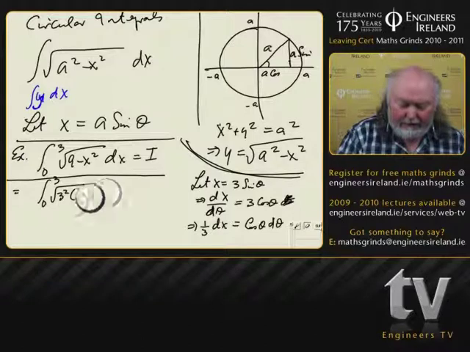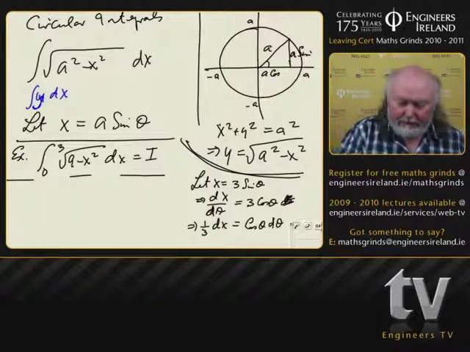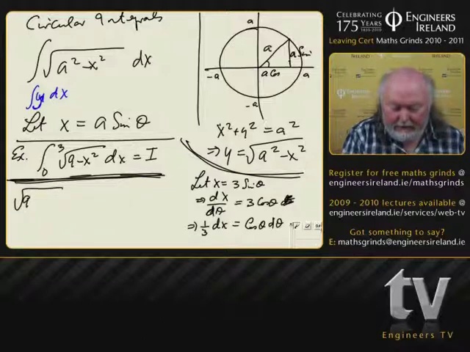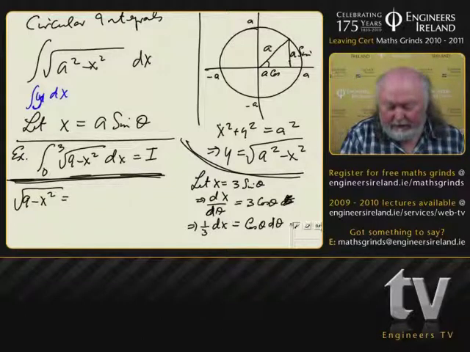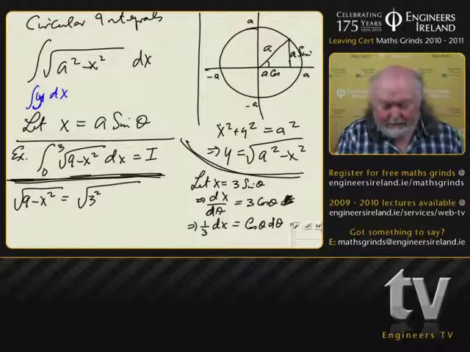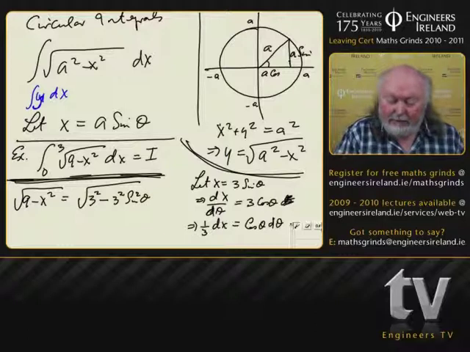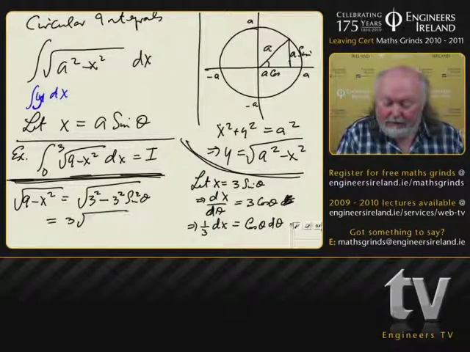We'll split it up to make life a little easier for you. The last thing we just need to do with it is, let's look at 9 minus x squared. That's equal to the square root of 3 squared minus 3 squared sine squared theta, which is equal to 3 times the square root of 1 minus sine squared theta.